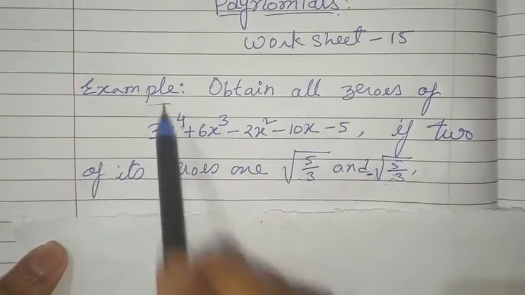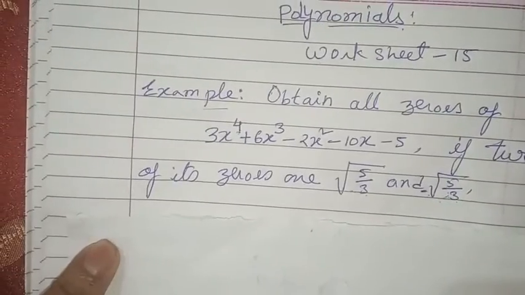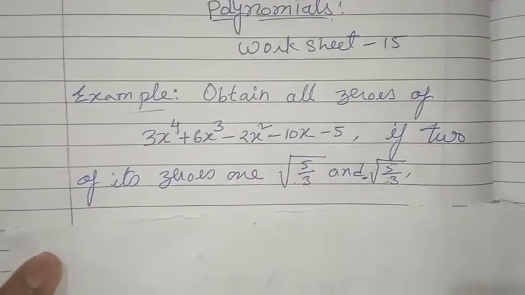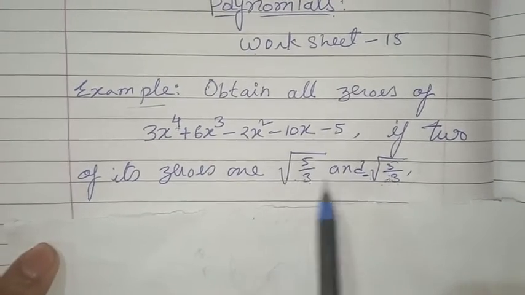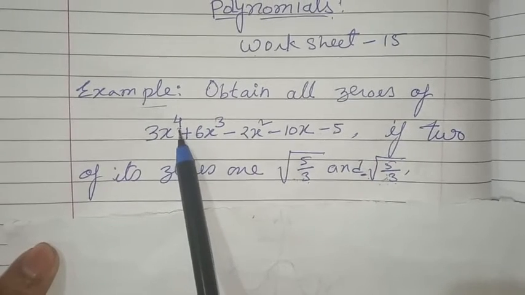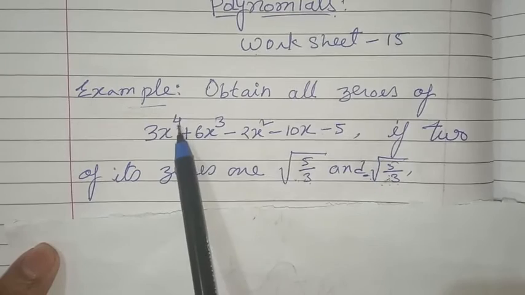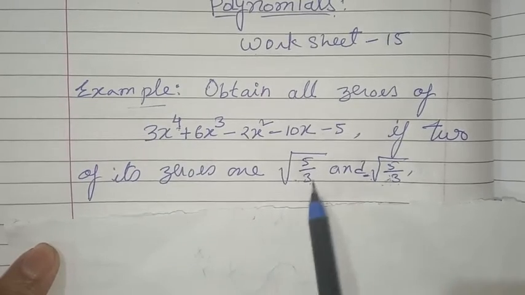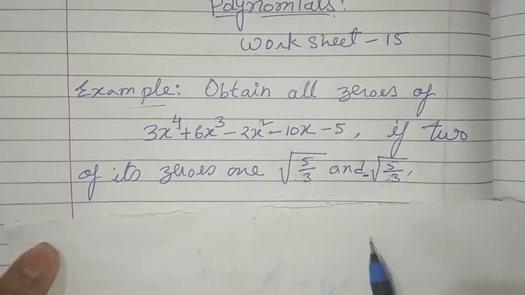I have already explained, so I will explain again in this video how we will obtain the other two zeros if two of the zeros are already provided. Dear students, you already know that degree decides the number of zeros. Here the degree is 4, so there will be 4 zeros, but only 2 zeros are given. You need to find the other 2 zeros.